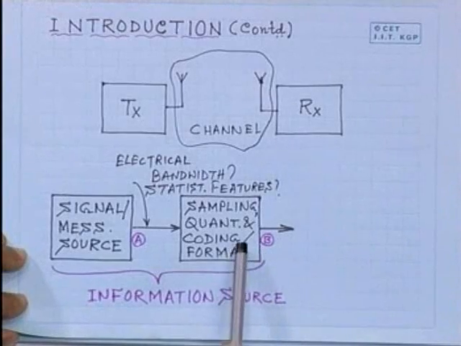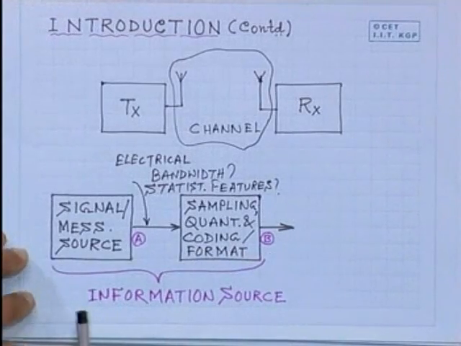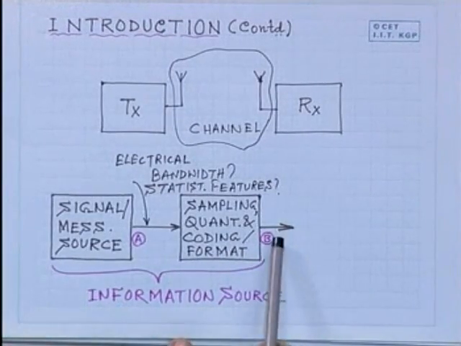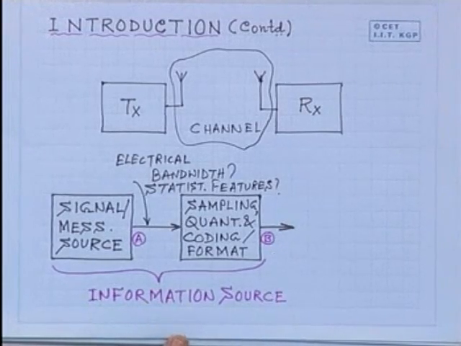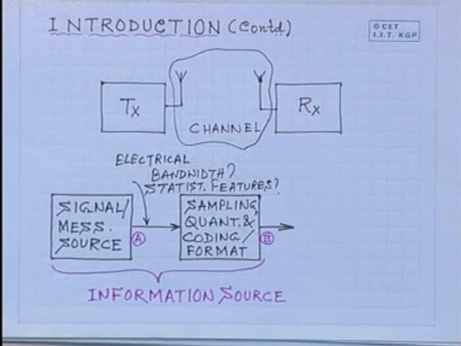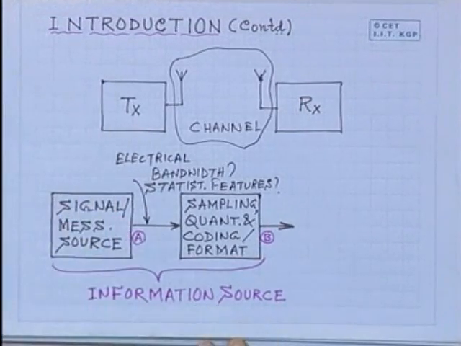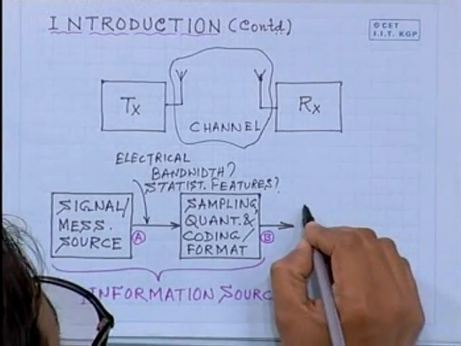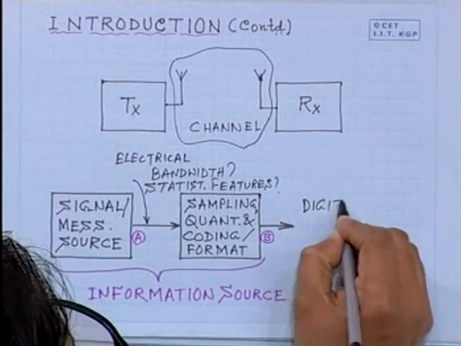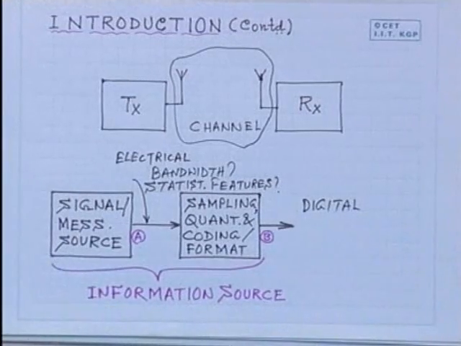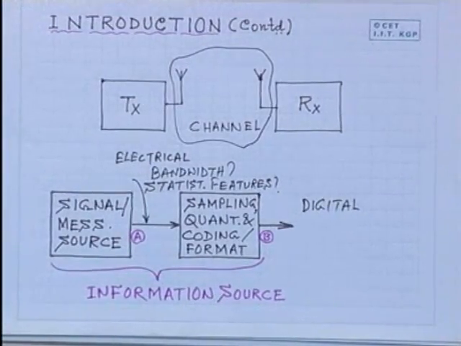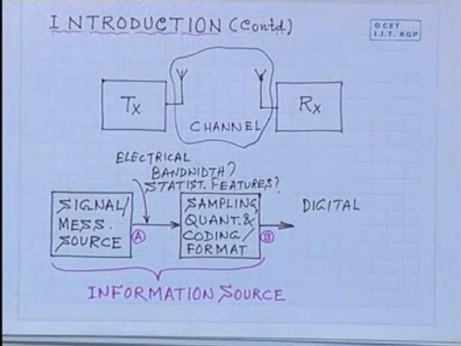Now, the output of this pre-processing block, can you give me some features of this output at this point B? Is it still an analog signal? No. So, this is a digital signal invariably, irrespective of whether the input was analog or digital. So, I can say the signal here is a digital electrical signal.